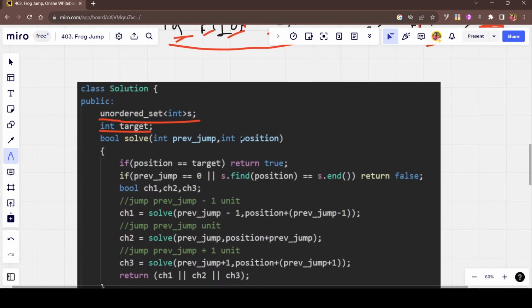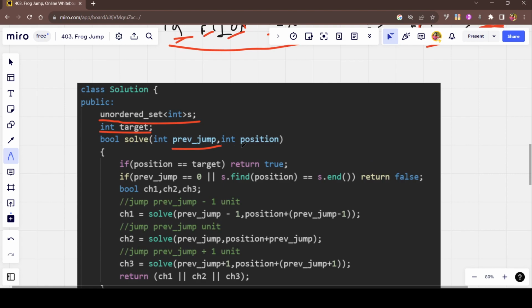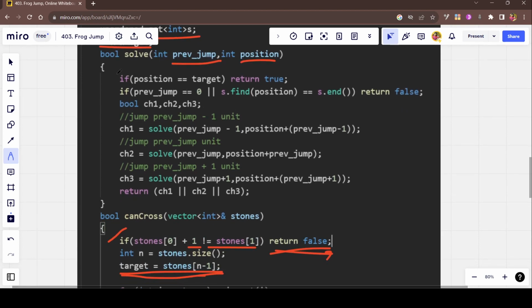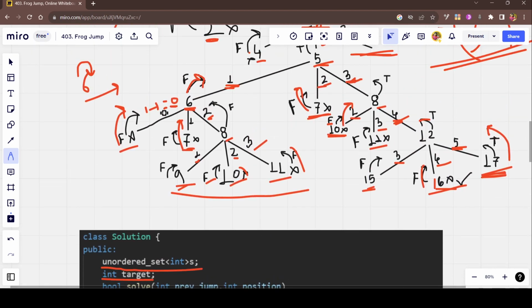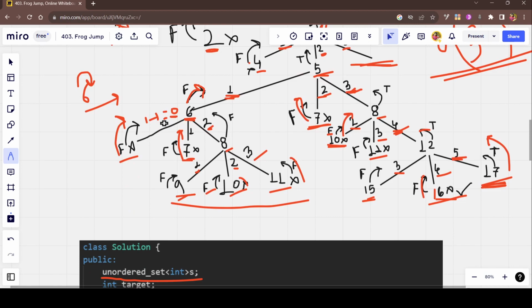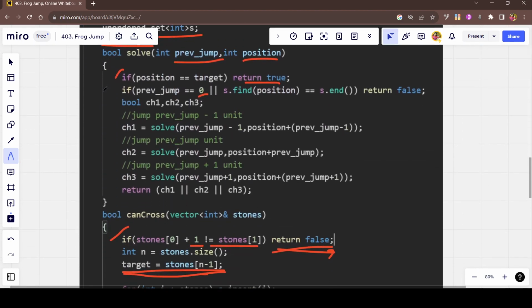Obviously we have to keep track of the previous jump and of the position. Now if position is equal to target, that means if position is equal to the last index value, then we will return true. And if previous jump is equal to 0, then 0 has no significance. As you can see in this node 6, 0 jump, return false, because if you are on 6 and take a 0 unit jump, you stay on the same index. That doesn't hold any significance.